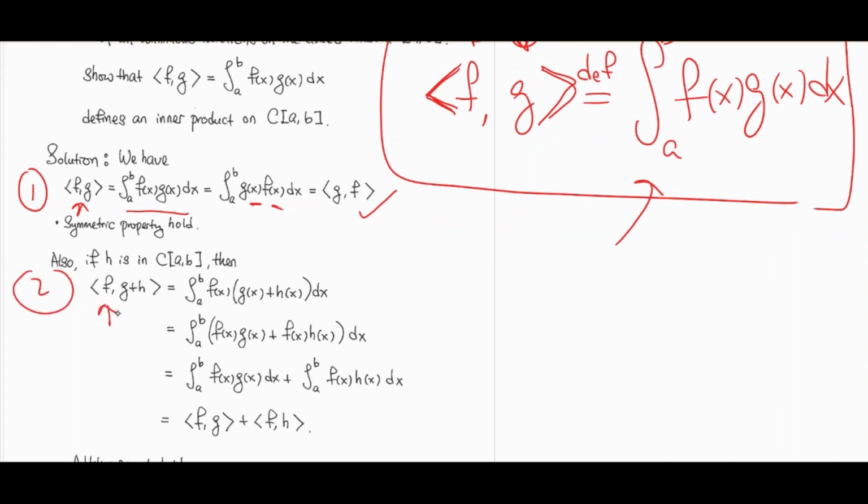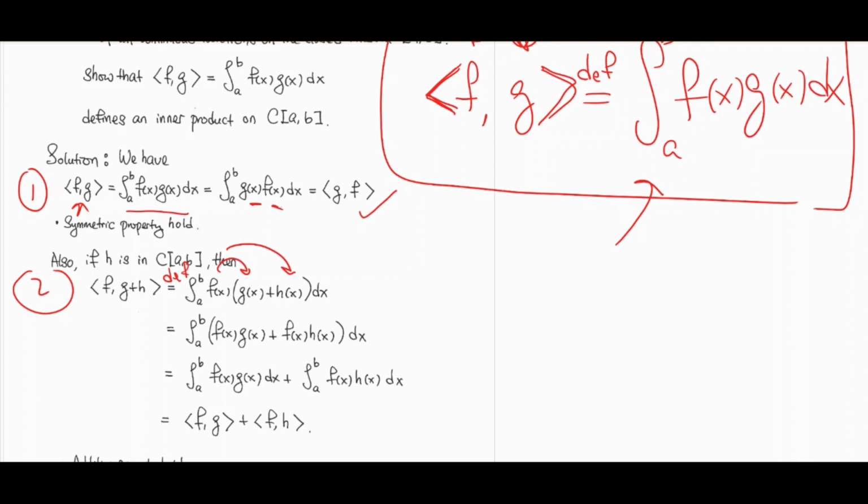You have this function f, bracket f comma g plus h. What does that mean? The way we define this operation, it equals f multiplied by this and then integrated from A to B. Obviously, we can distribute all this across the functions. That's not a problem.